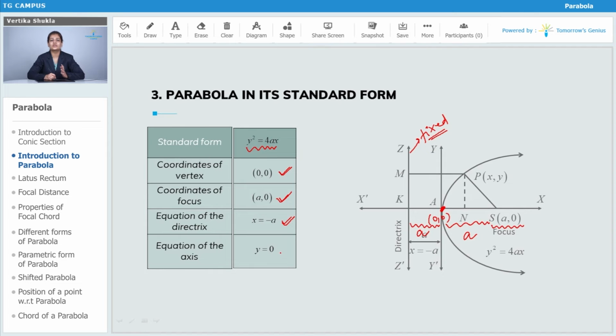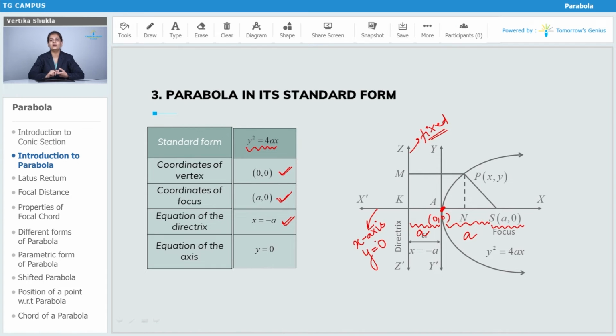Now coming to the equation of the axis. What is axis? Axis is the line about which our parabola is symmetric, which in this case becomes this line, which is your x-axis. And what is the equation of x-axis? The equation of x-axis is y is equal to 0. So the equation of axis in this case will be y is equal to 0.